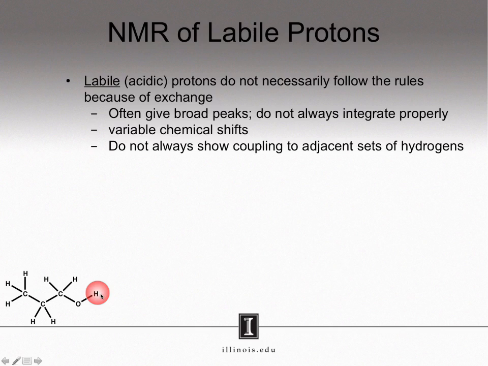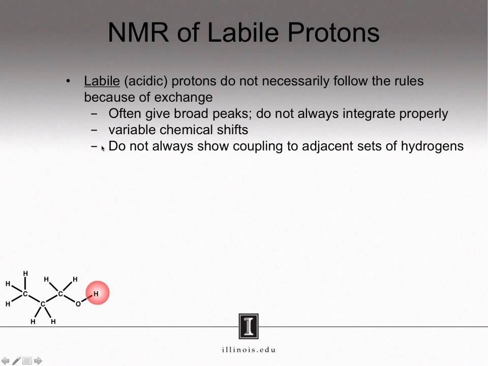This exchange process, this fact that labile protons tend to move around between molecules, has a number of consequences. Unlike most other proton signals in an NMR spectrum, labile protons often give broad peaks that do not integrate properly. They often have variable chemical shifts, and they do not always show coupling to adjacent sets of hydrogens. We haven't talked about these topics yet, but you will understand what these phrases mean as we go through integration and chemical shifts and coupling.